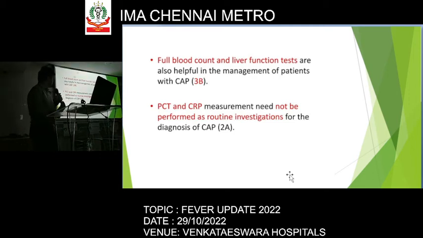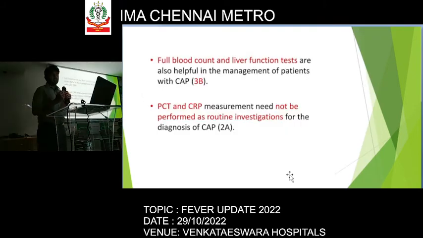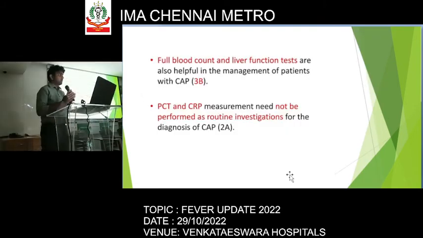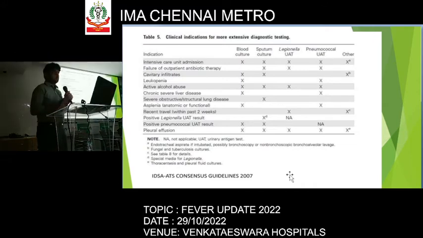Procalcitonin and CRP are routinely not measured in an outpatient setting, and they are not used for diagnosis of community-acquired pneumonia. They are only used for escalating and de-escalating antibiotics and monitoring prognostic factors. Now, the clinical indications for more extensive diagnostic testing.